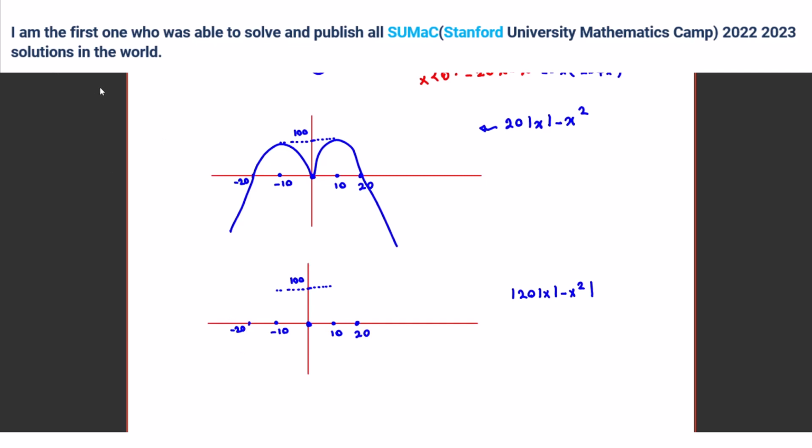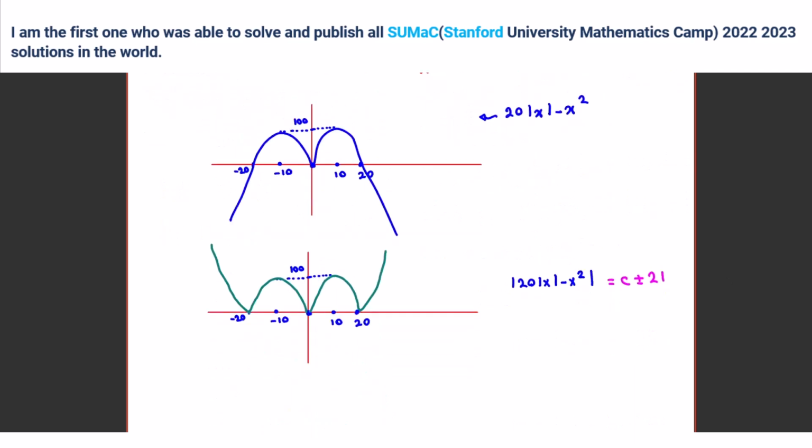Let me draw with green. It goes here and here, right? And then here and here, right? I understand. Okay, so let's write. This one should be C plus minus 21, right? We should have 12 distinct real solutions. So what can we say about C to have 12 distinct real solutions?